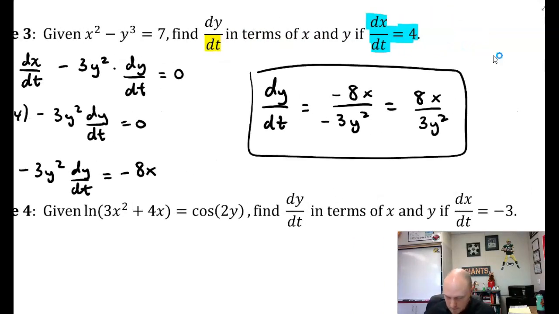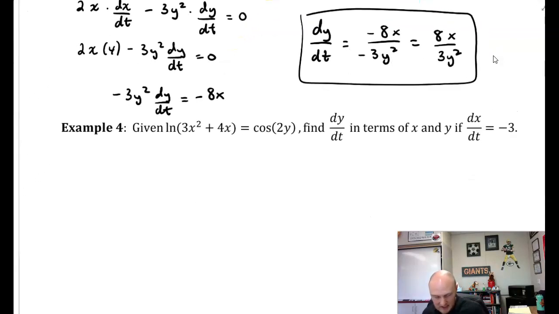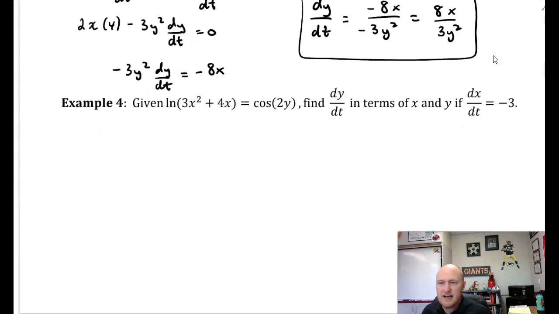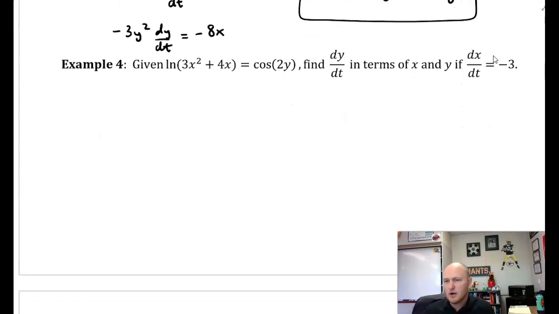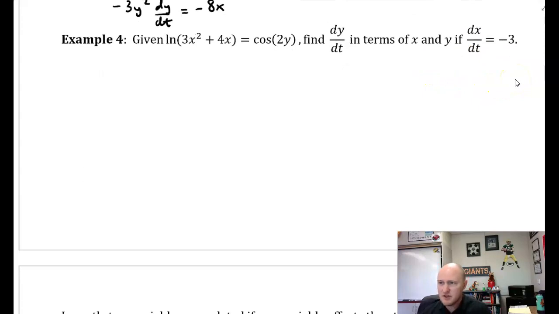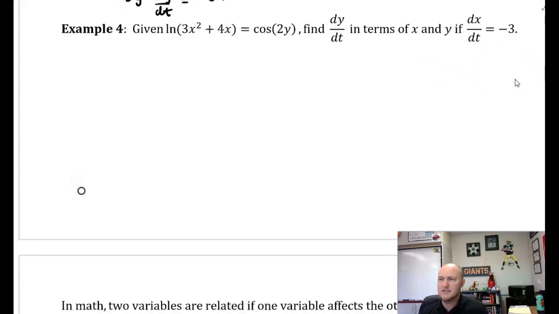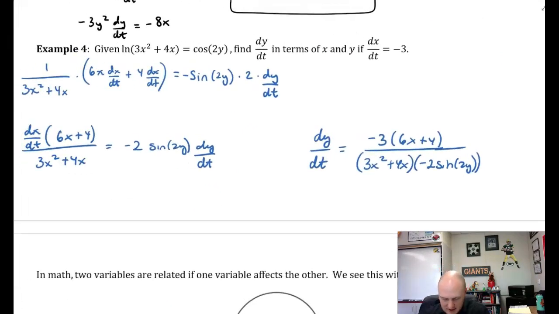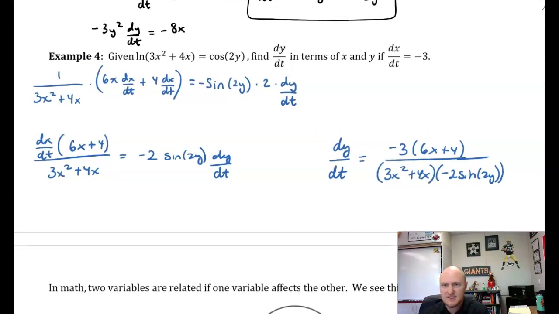Okay? Awesome. Example 4. Given the natural log of 3x squared plus 4x is equal to cosine of 2y, find dy/dt in terms of x and y if dx/dt is equal to negative 3. I'm going to go ahead and pause this video. I want you to try this example, and then I'll show you the answer here in a moment.